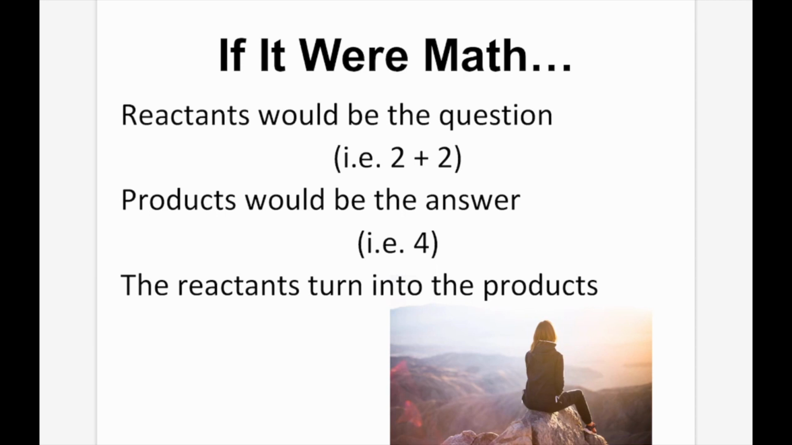So if it were math, the reactants would be the question. So for instance, 2 plus 2. The products would therefore be the answer, 4. The reactants turn into the products. So our reactants, 2 plus 2, and our product, 4.